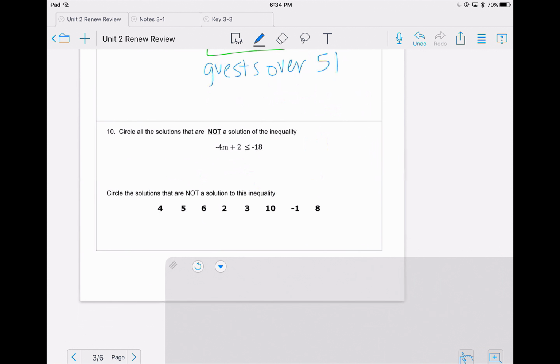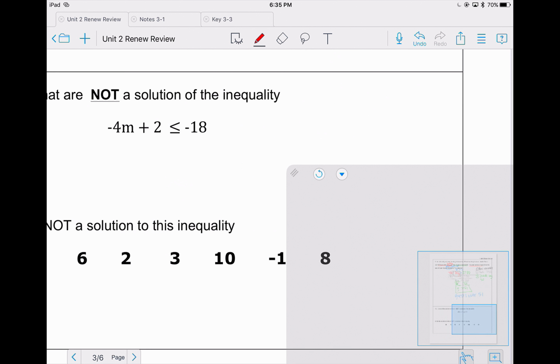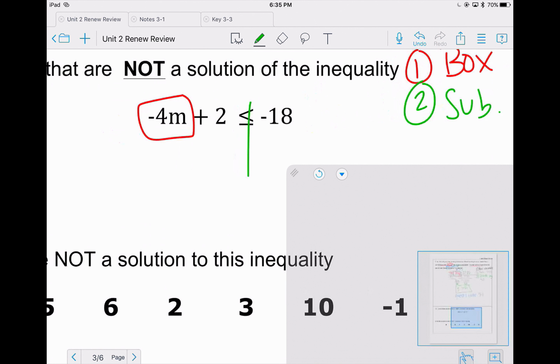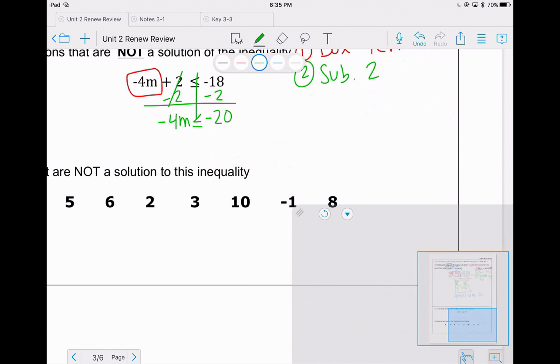Problem 10 asks me to circle all the solutions that are not a solution of the inequality. Well, first we have to find out what that solution set would be. So I'm going to box my term, the term with the variable. Outside of that box is a positive 2, so I'm going to move the 2 by subtraction. So move or subtract 2. I'm left with negative 4m on the left side and negative 20 on the right.